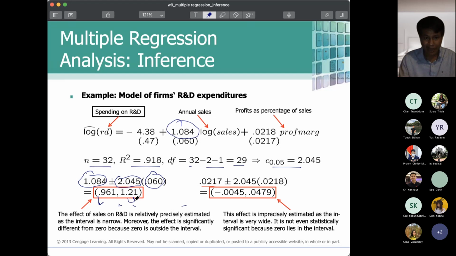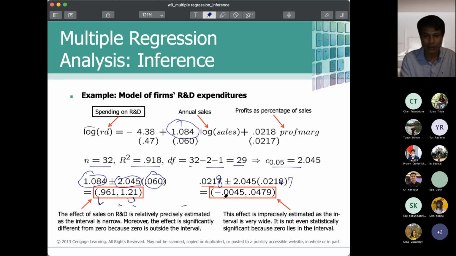All right, let's have a look at another variable. You will see something different. If you want to calculate the effect of profit as a percentage of sales, the same math, right? Coefficient 0.02, plus or minus the critical value 2.045, multiplied by the standard error 0.2. Sorry, this is wrong. This should be 7, not 8. The standard error here is 7, and this is not 8, but this should be 9. All right, you will obtain this value.